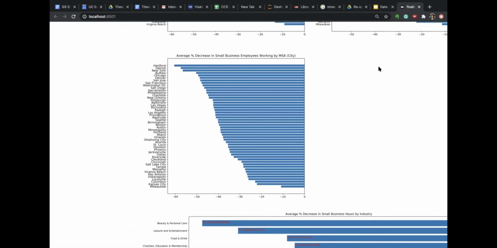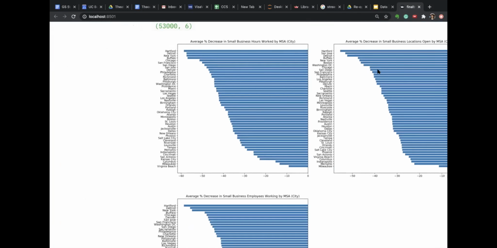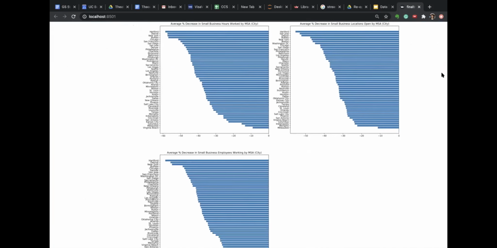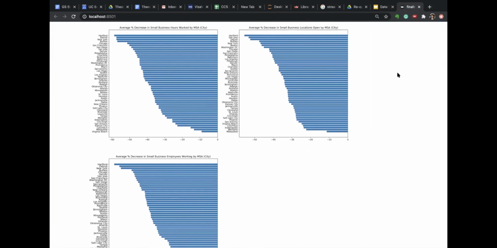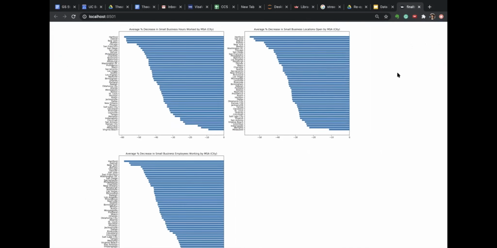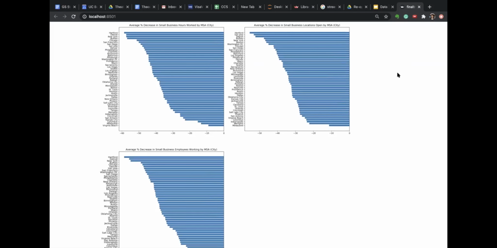So this one is employees working. We have to scroll up, Allison. We also have the hours worked and the locations open, just as Ashrita mentioned. Some general trends that we can see from these first three graphs is that some cities such as Hartford, San Jose, Detroit, and New York, as we know, were highly affected. We can see that through the data as they come across as the leaders in terms of the largest percent decrease in the small business metrics. Among the least affected cities, San Antonio, Memphis, and Indianapolis did quite well, as their percentage decreases were quite small, indicating that they weren't affected as much.